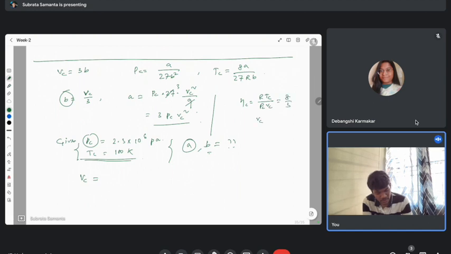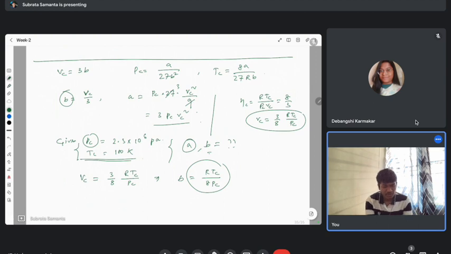So once you note that VC is 3 by 8 RTC by PC, right? So then we put that VC is 3 by 8 RTC by PC. So then the B is actually RTC by 8 PC, right? So now put that TC and PC, we get B, right? So quickly calculate this thing.